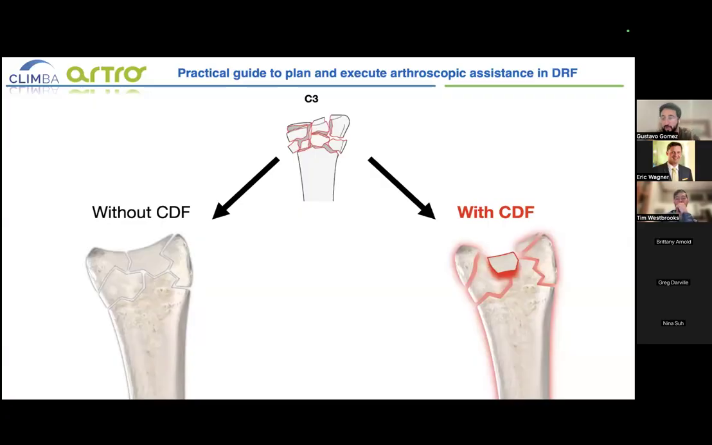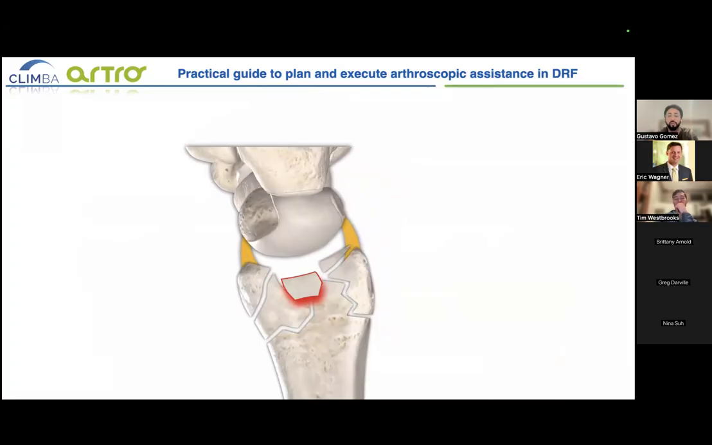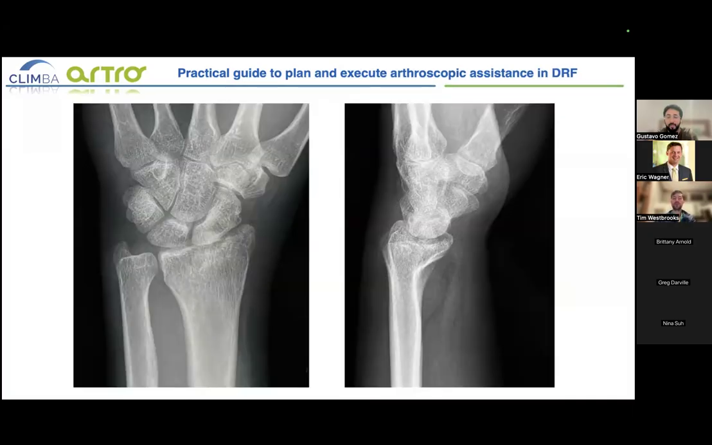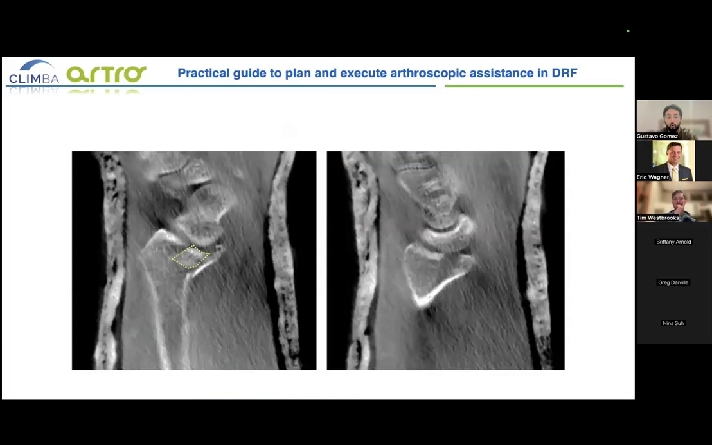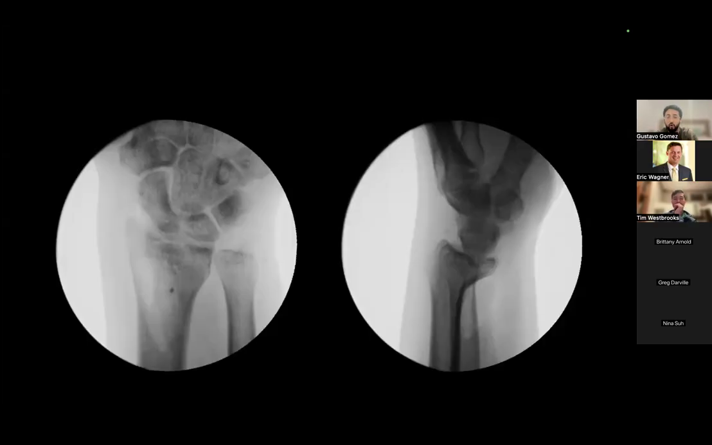When we have a central depressive fragment, things change, because we cannot use ligamentotaxis to reduce the fragment, since this central depressive fragment has no connection with the peripheral fragments. Sometimes it's difficult to identify them on X-rays, as you can see here. So we must always order a CT scan in order to identify these fragments before the surgery, to plan step by step and identify this fragment in all the sagittal and coronal views.